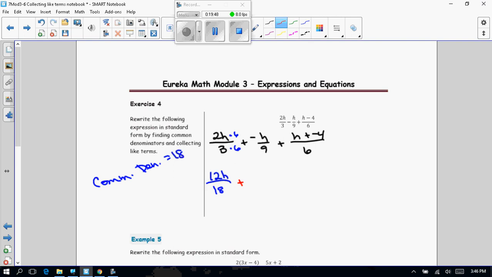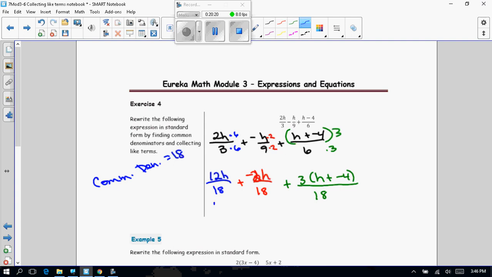Plus, I'm going to multiply the next one both by 2 to get that to be an 18 in the bottom. So negative 2h plus, I'm going to multiply this whole thing by 3. The entire thing gets multiplied by 3. So 3 times h plus negative 4 all over 18. Well, I can't have that 3 times the whole quantity, everything inside that parenthesis.